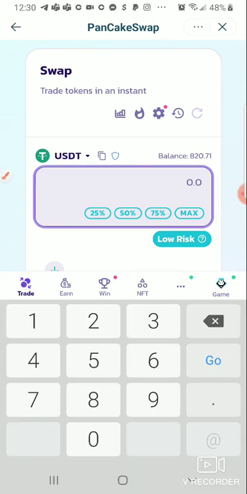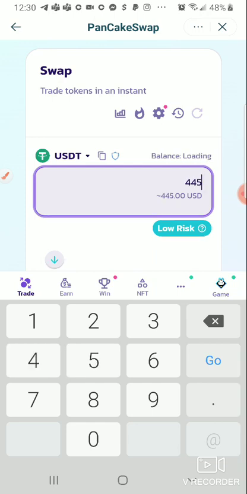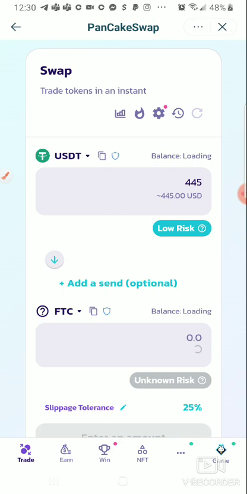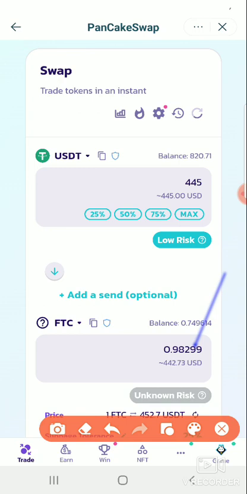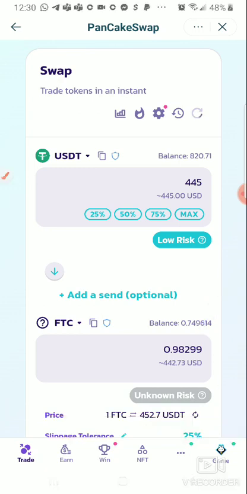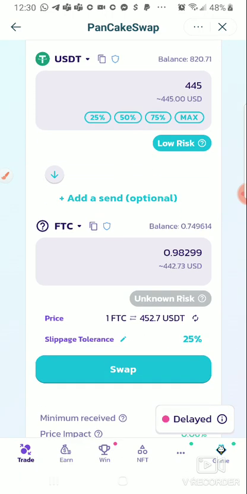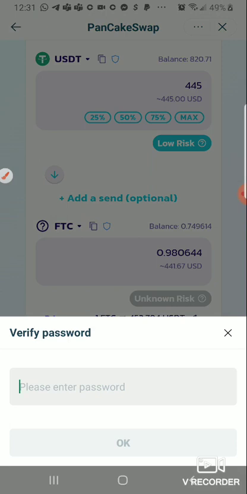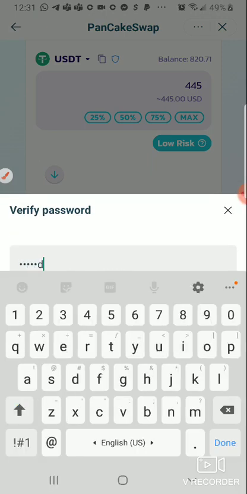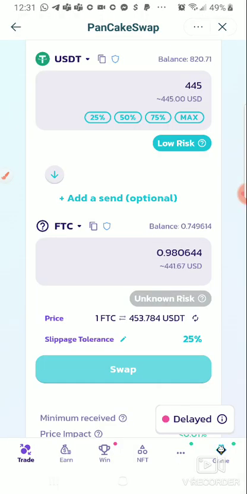So let me see if I can take about 445 USDT and see what that's going to actually give me. So below you see it says that it's loading right there. It was loading, and it looks like I'm going to get a little bit under one FTC token. The swap feature at the bottom actually allows us to put the trade in. I'm going to go right in and execute this trade. I'm going to put in my password real quick and let the system execute that trade.